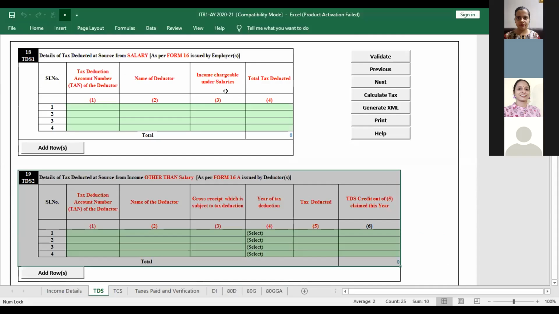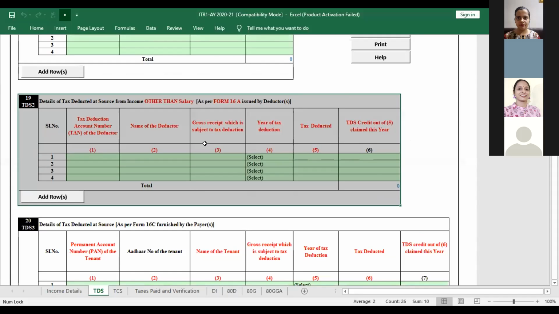There is a usual misunderstanding about whether this is Form 16 or 16A. Only Form 16 is your salary certificate. 16A is the certificate that you get from the bank. Do not confuse both of them. 16A the bank will give you.